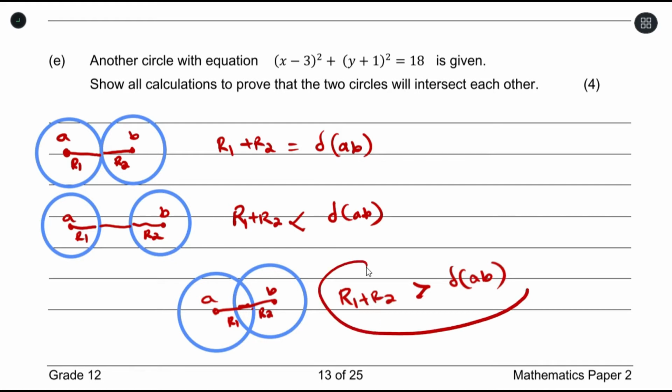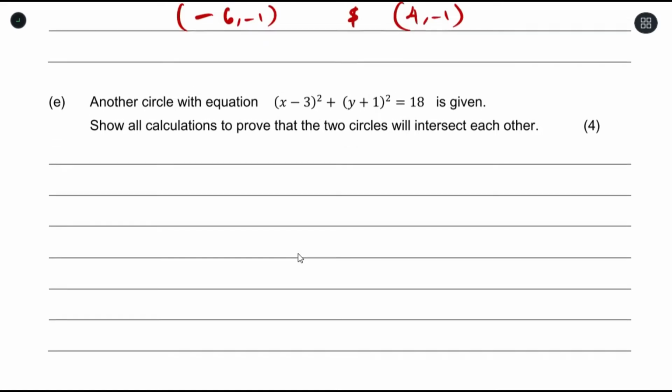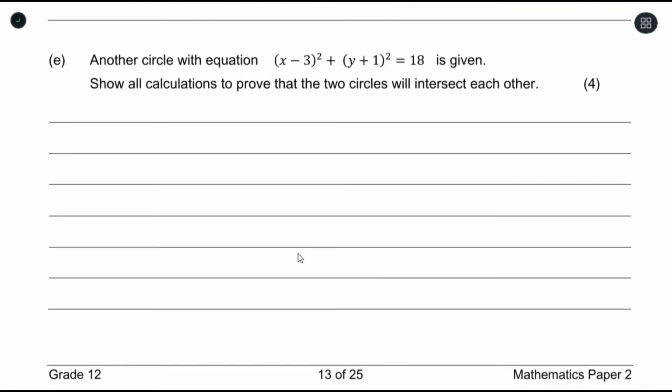R1 and R2 to be greater than the distance, we can say that they intersect. So that's what we're looking for. Okay, so let's clean this off real quick. For this circle here, we understand that the center is (3, -1), and the radius would be the square root of 18, which is 3 root 2. So we have the radius to be that.